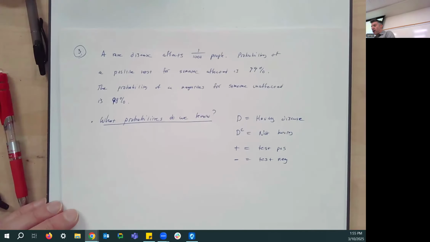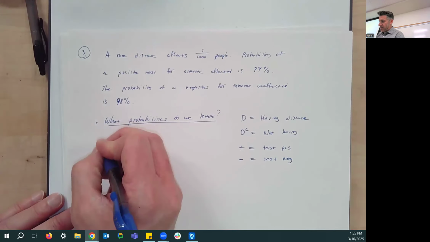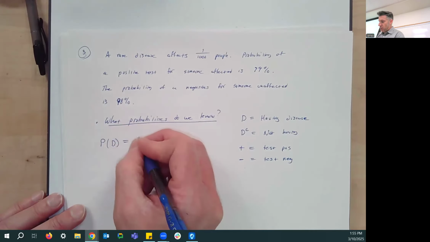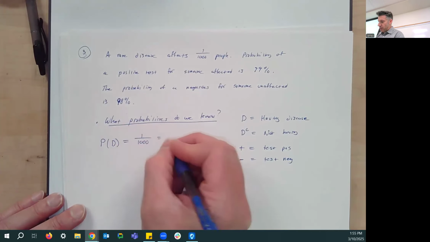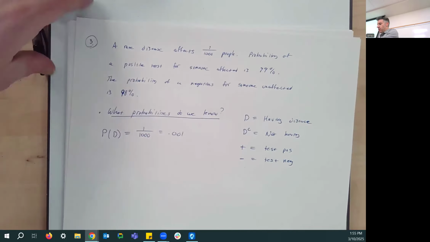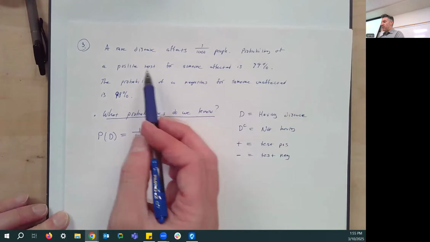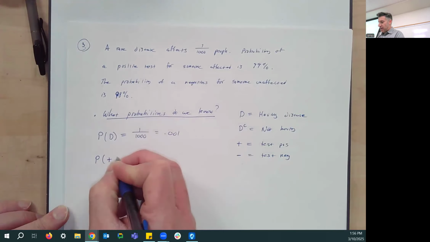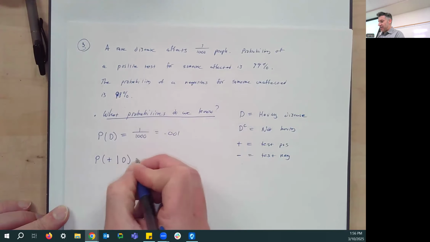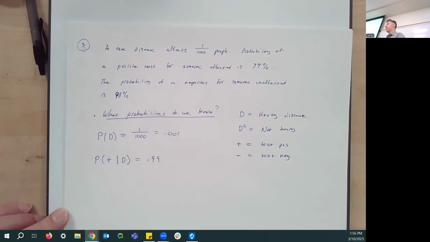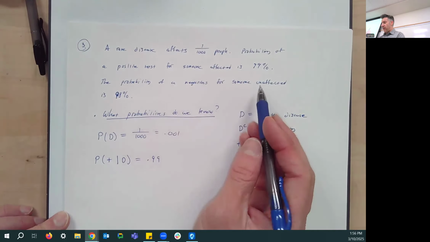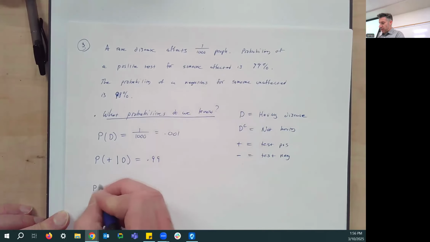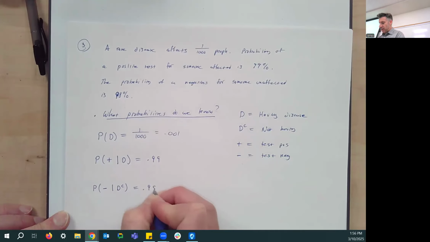So what do we know? Well, we know that the probability of having the disease, or the prevalence, is just 1 out of 1,000 or 0.001. We know the probability of a positive test for someone affected is 99%. So the probability of a positive test given that someone has the disease is 99%. And the probability of a negative test for someone unaffected is 98%. So the probability of a negative test, given that someone does not have the disease, is 98%.